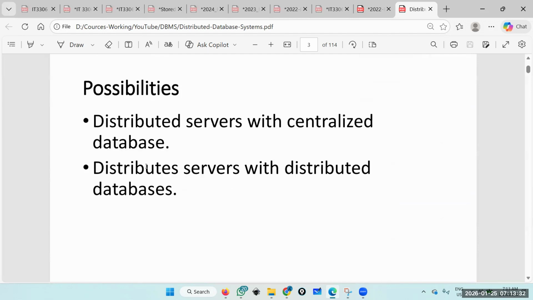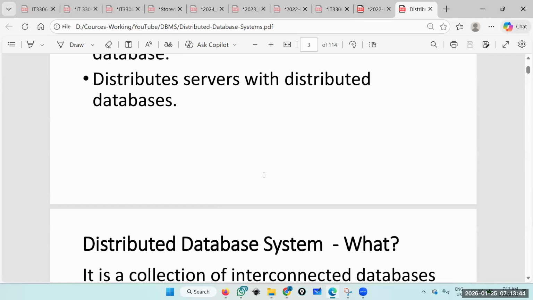So you can have distributed servers with centralized database, or distributed servers with distributed database. What we are interested in is the second one. Okay, second one.